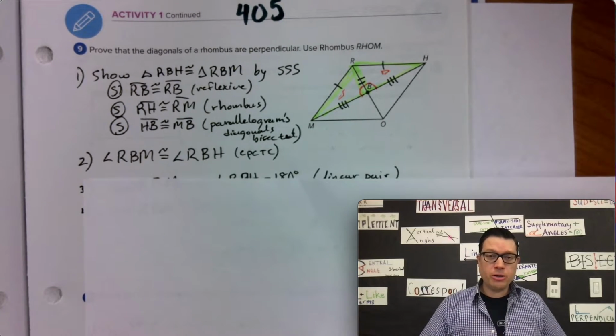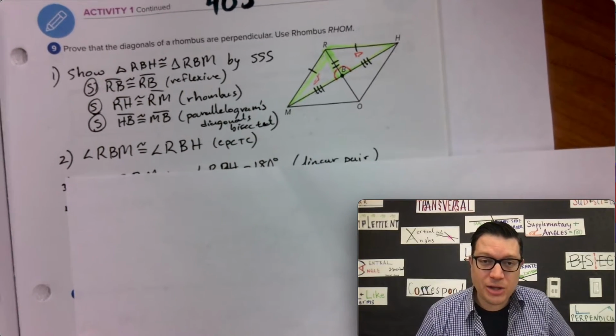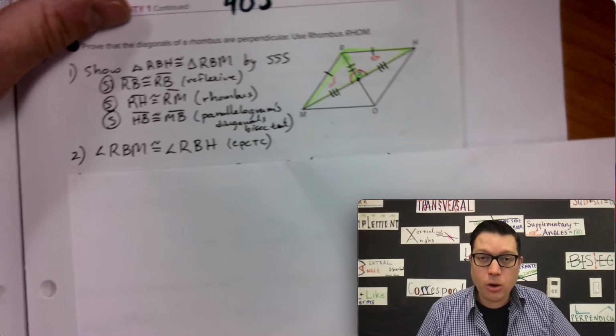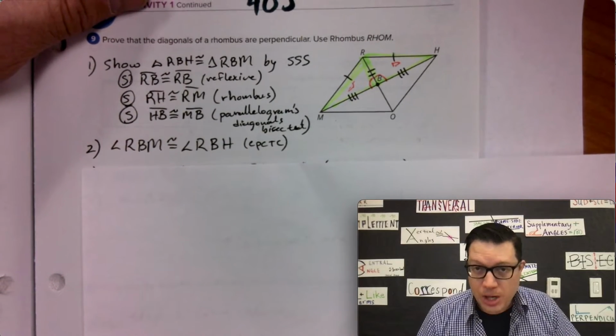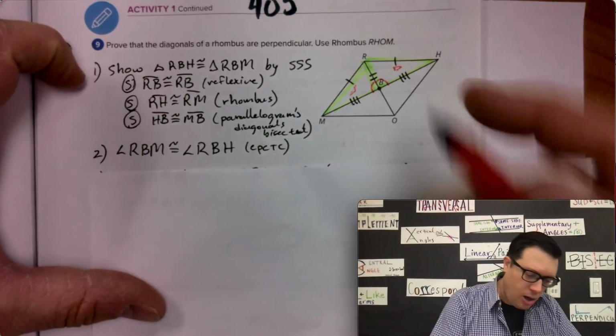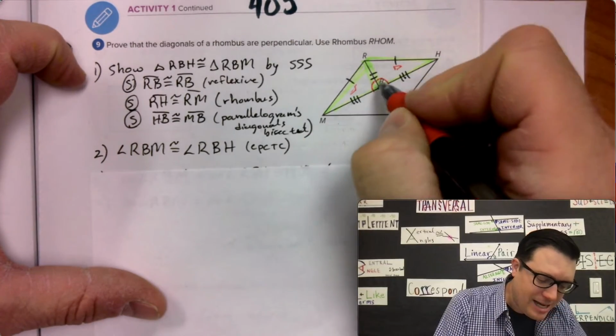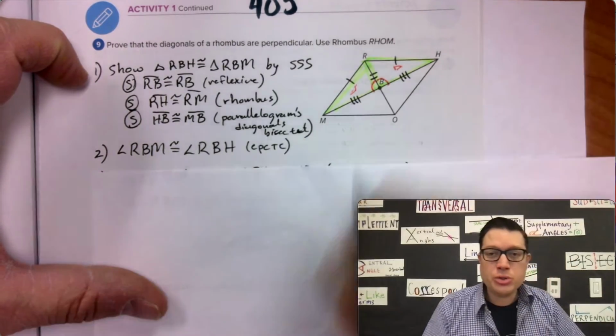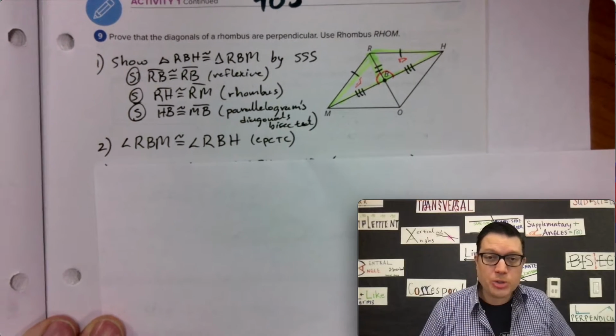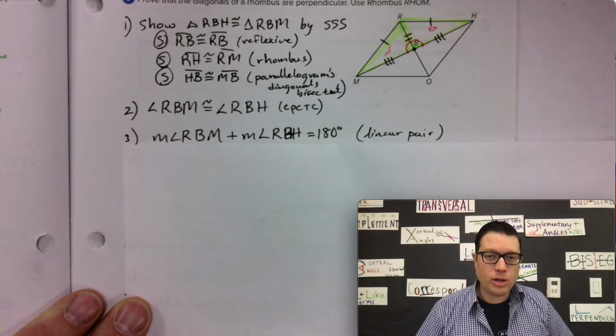After the triangles are congruent, we get to say the angles inside the triangles are congruent by corresponding parts of congruent triangles are congruent. So angle RBM is exactly the same as angle RBH. Those two angles in the two triangles are congruent. Now, what does that mean?